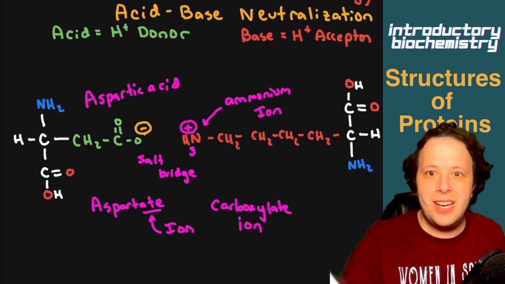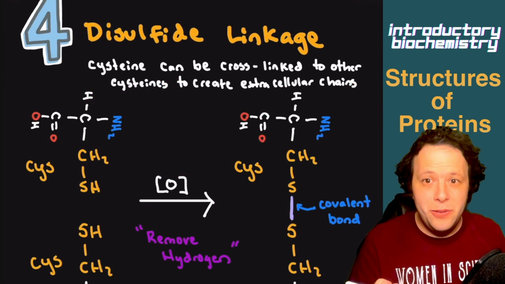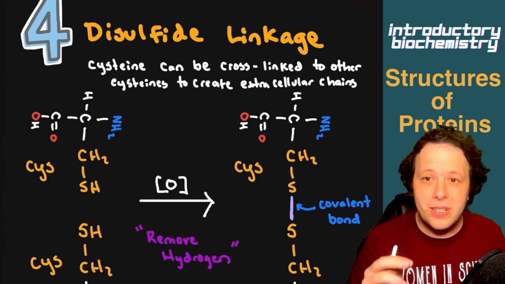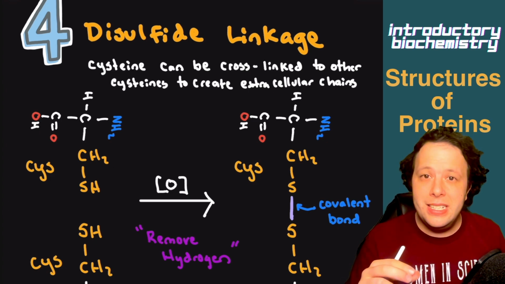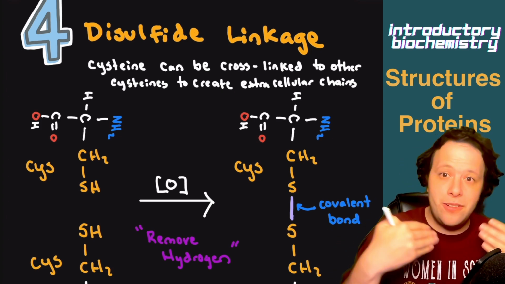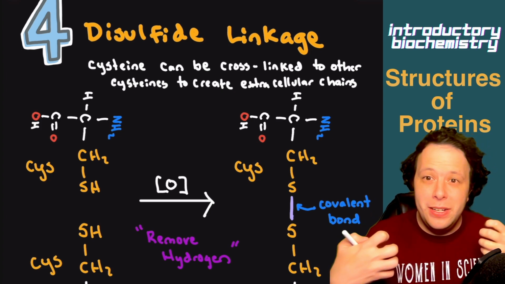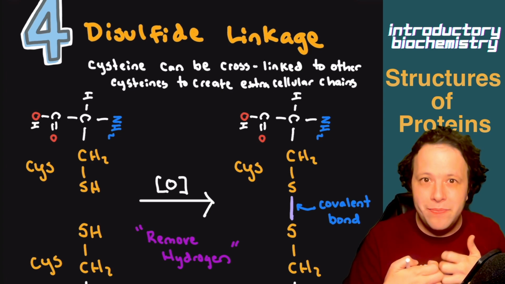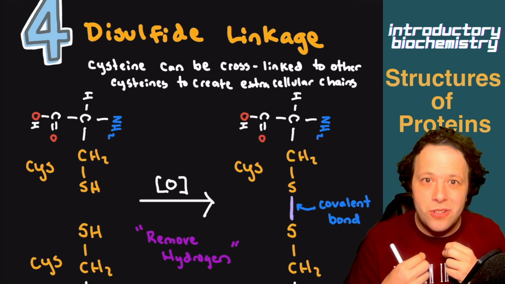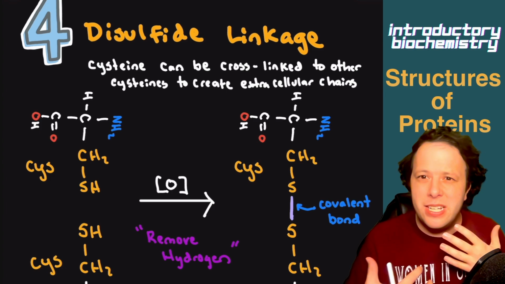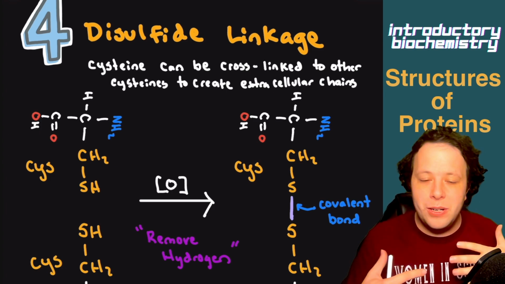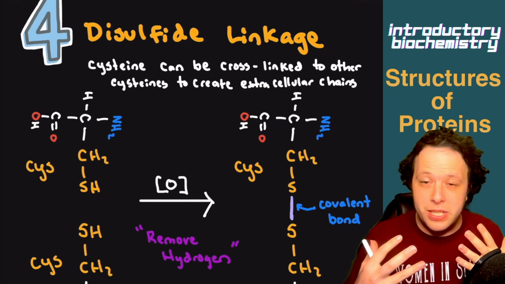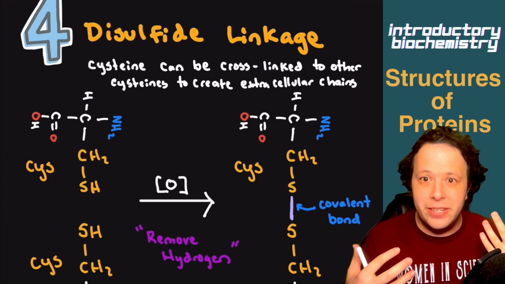Let's take a look at our next one. With the disulfide linkage, the way that this one works is that it must be between cysteines. Cysteines can be cross-linked to other cysteines, meaning that it's going to make a bond between different parts of the protein. When this occurs, this is usually an extracellular chain, with these intramolecular forces occurring in the molecule.